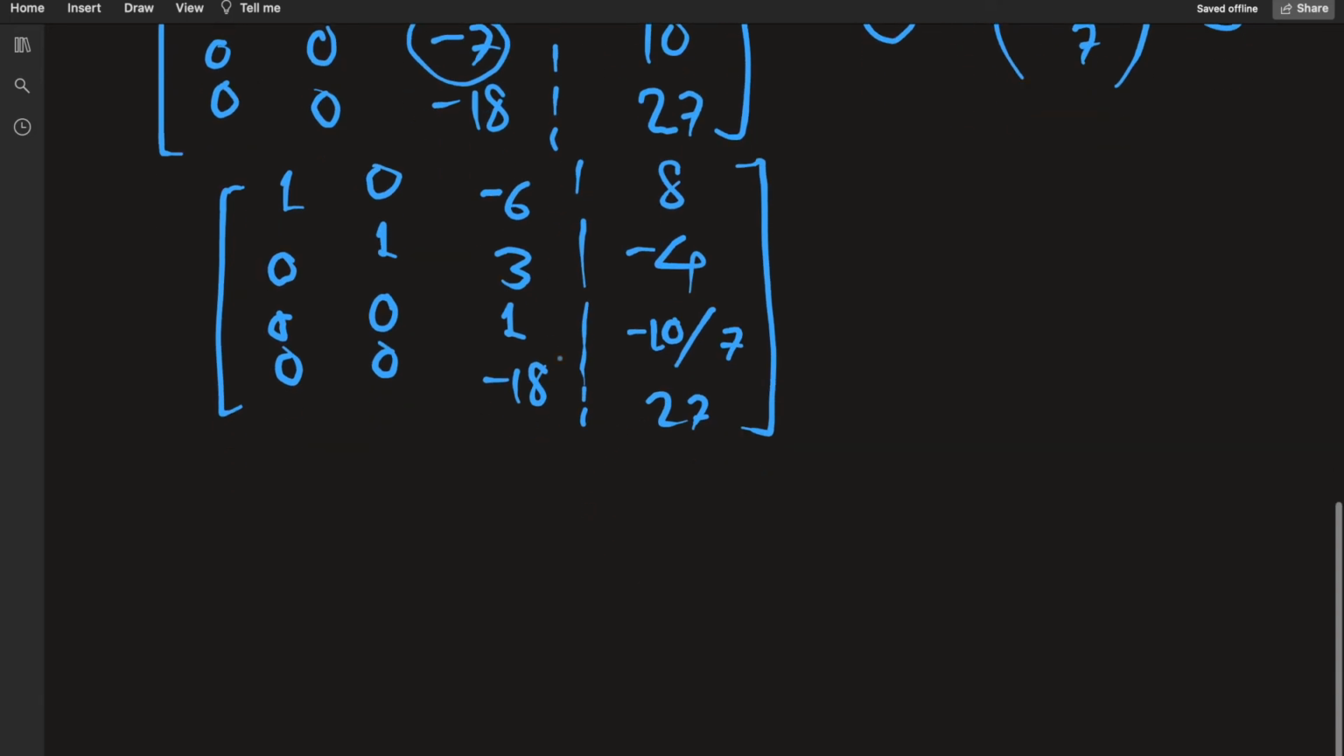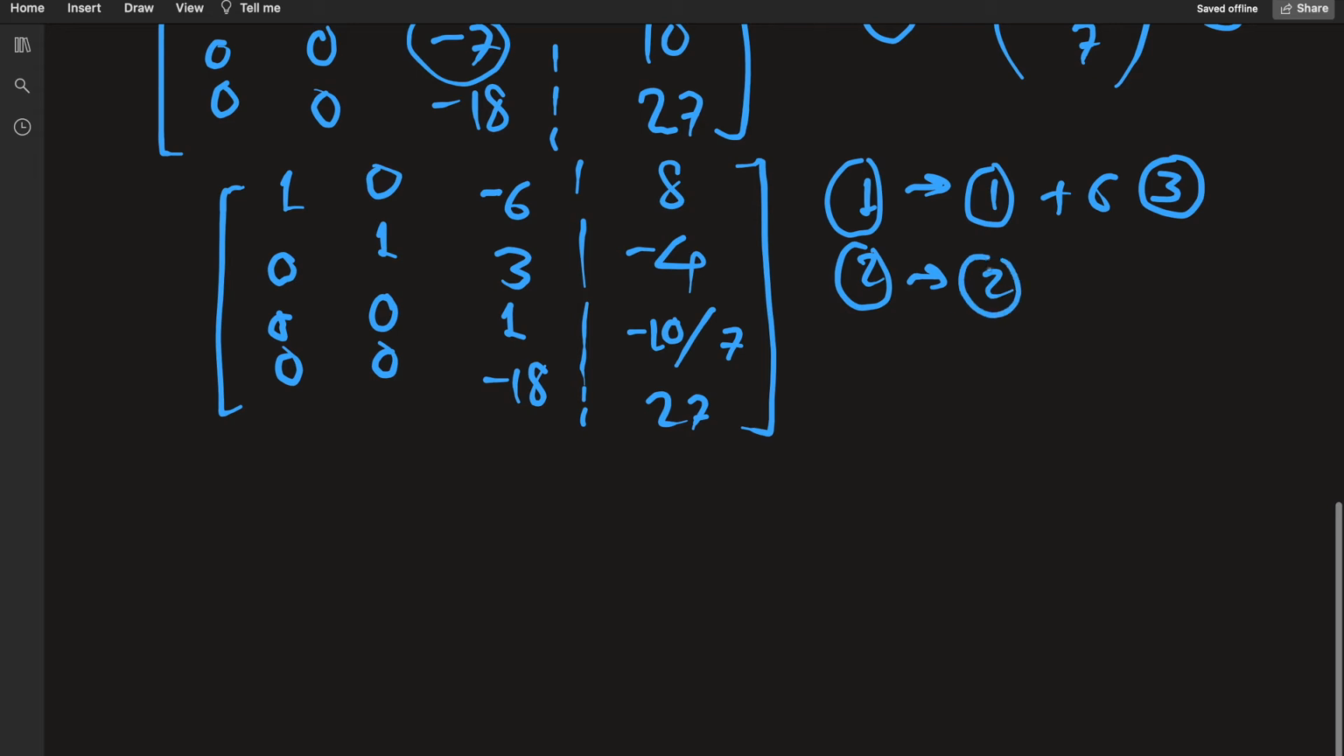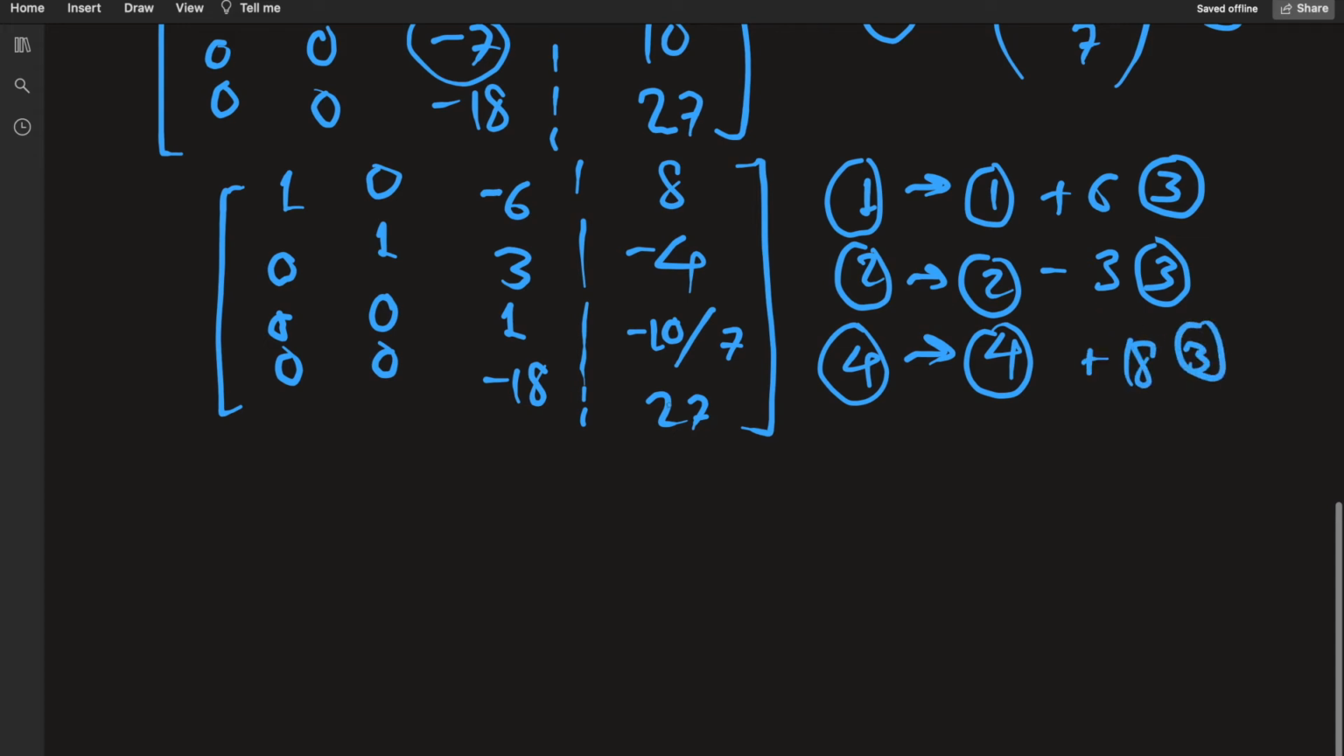And now just make everything else 0. So row 1 changes to row 1 plus 6 times row 3. Row 2 changes to row 2 minus 3 times row 3. Row 4 changes to row 4 plus 18 times row 3.